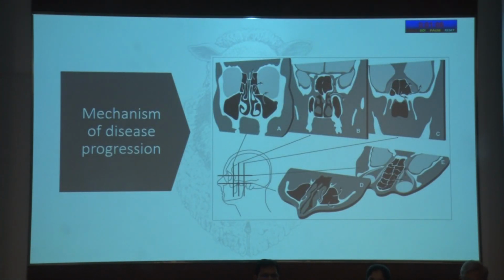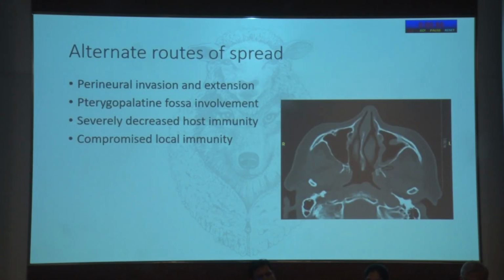But why do we see these lesions that don't affect the nose and involve the sinuses? The important area that we forget is the infratemporal and the pterygopalatine fossas, which have direct access to the skull base, the orbit, and the apex of the orbit. Perineural invasion is the other mechanism that we tend to overlook.